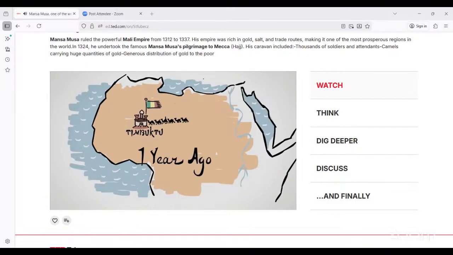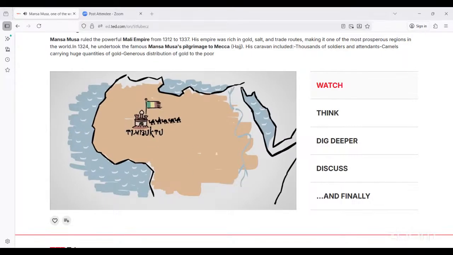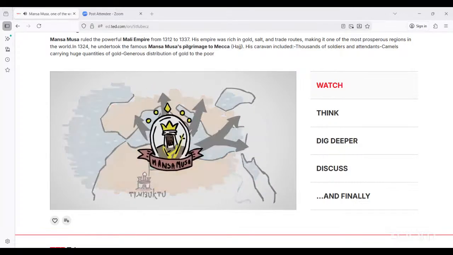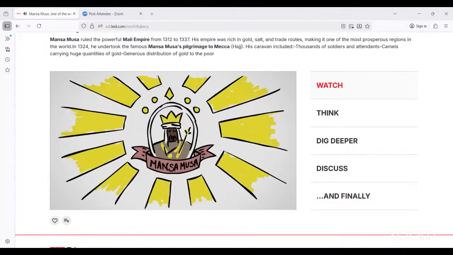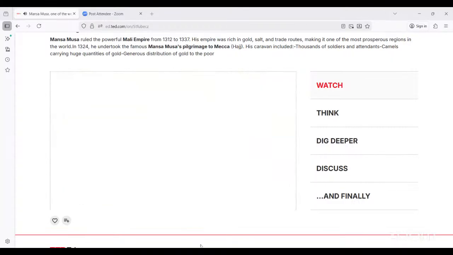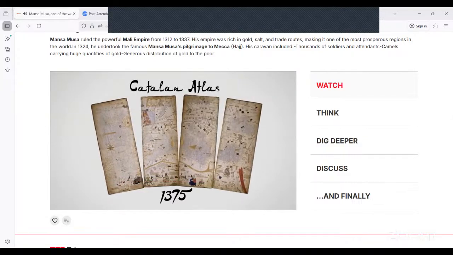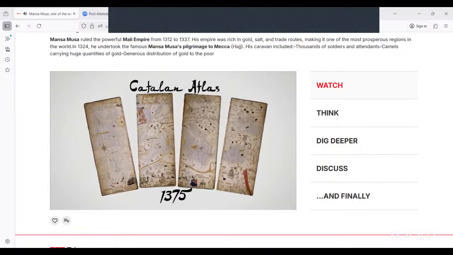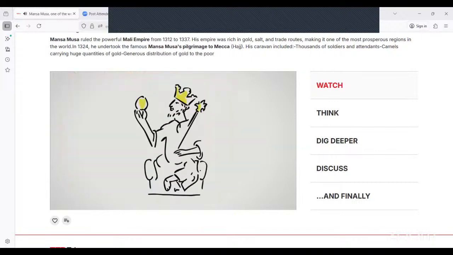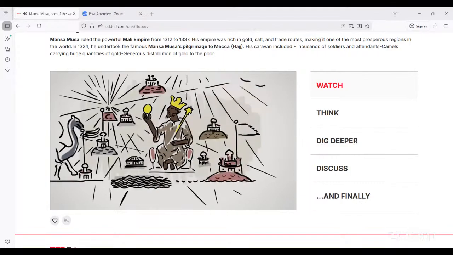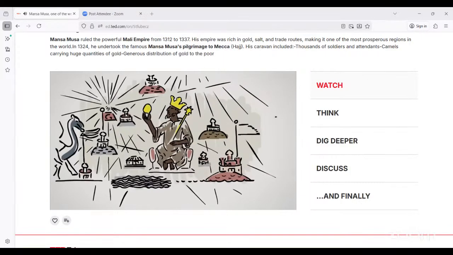This journey reportedly took over a year, and by the time Mansa Musa returned, tales of his amazing wealth had spread to the ports of the Mediterranean. Mali and its king were elevated to near legendary status, cemented by their inclusion on the 1375 Catalan Atlas. One of the most important world maps of medieval Europe, it depicted the king holding a scepter and a gleaming gold nugget. Mansa Musa had literally put his empire and himself on the map.